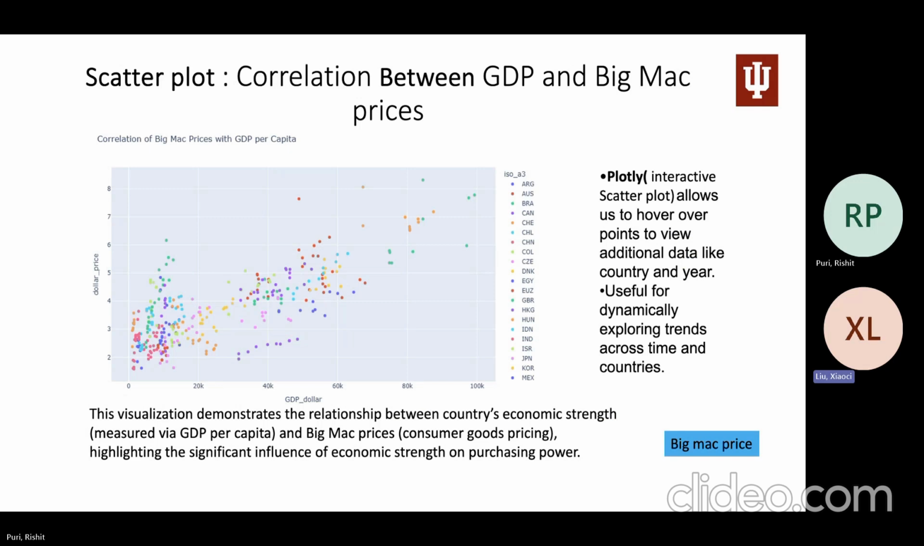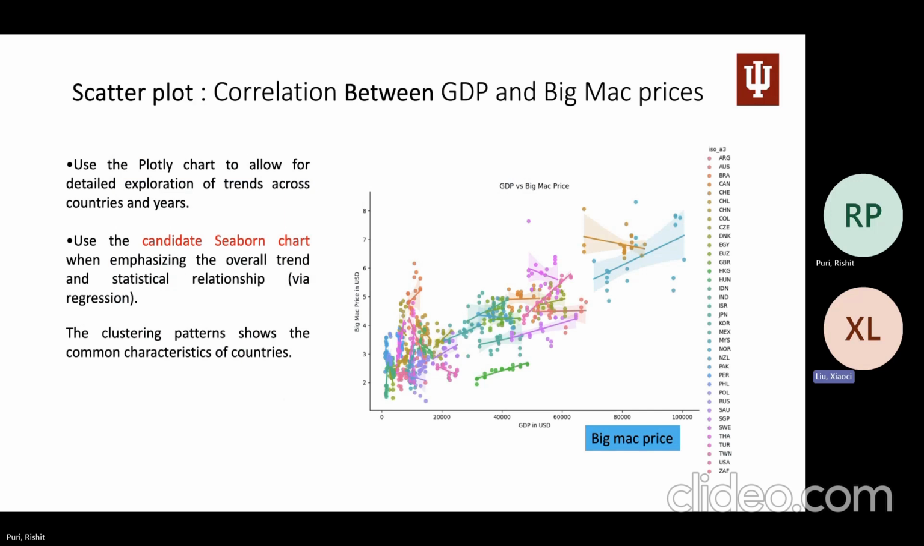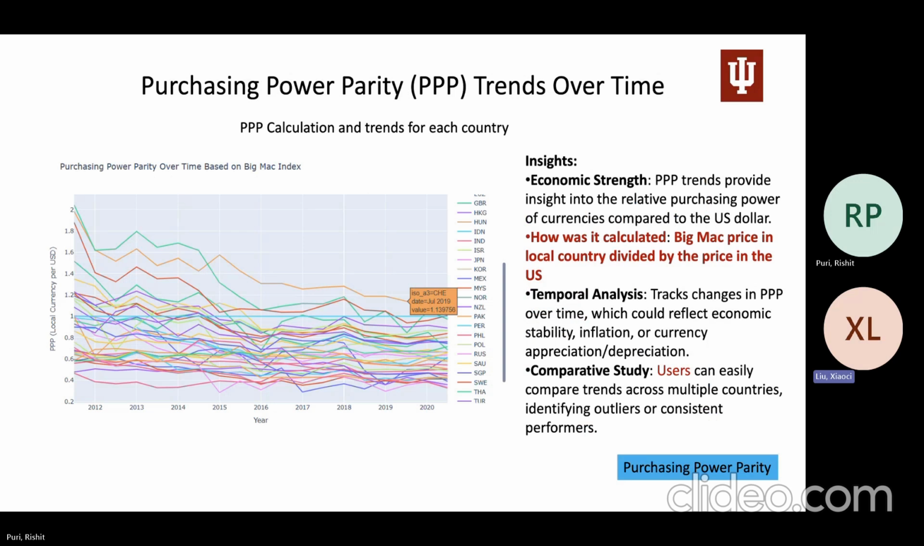We also use a scatter plot with a trend line, trying to emphasize the overall trends and the statistical relationship via regression. The clustering patterns show the common characteristics of countries. We also visualize the PPP trends over time. We also provide insight into the relative purchasing power of currency compared to the US dollar. Users can easily compare trends across multiple countries and identify outliers or consistent performers.